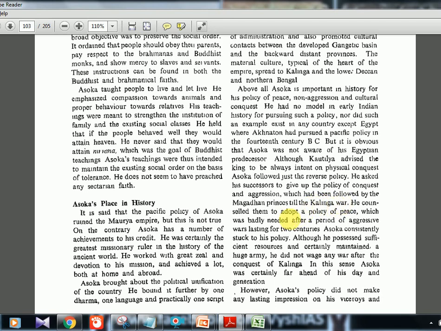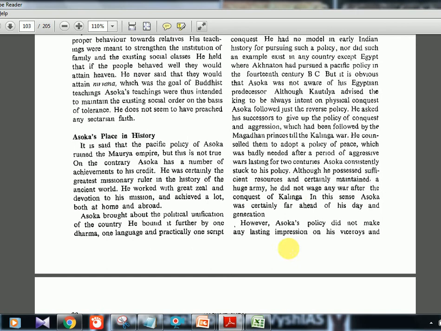He counseled them to adopt a policy of peace, which was badly needed after a period of aggressive wars lasting for 2 centuries. Ashoka consistently stuck to the policy, although he possessed sufficient resources and certainly maintained a huge army. He did not wage any war after the conquest of Kalinga. So that was the last war which he fought. In this sense, Ashoka was certainly far ahead of his day and generation.